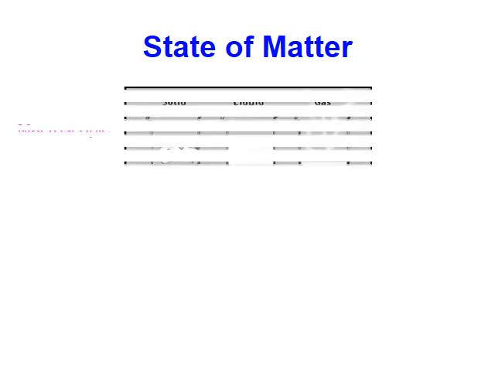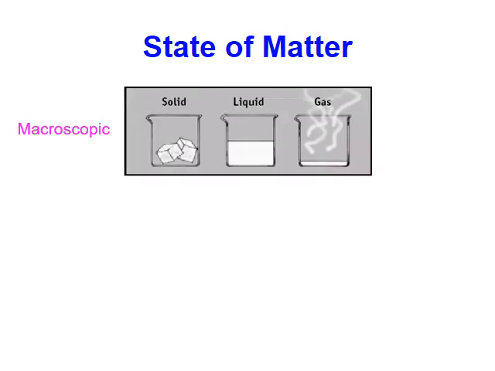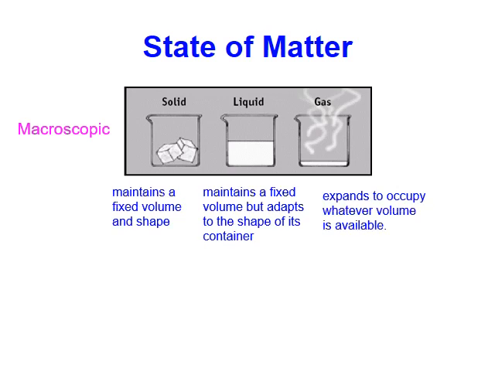As we know, matter exists as different states: solid, liquid, and gas. A solid maintains a fixed volume and shape. A liquid maintains a fixed volume but adapts to the shape of its container. So liquid has a fixed volume but can change shape. A gas expands to occupy whatever volume is available. In other words, a gas can change both volume and shape. So what makes this difference?